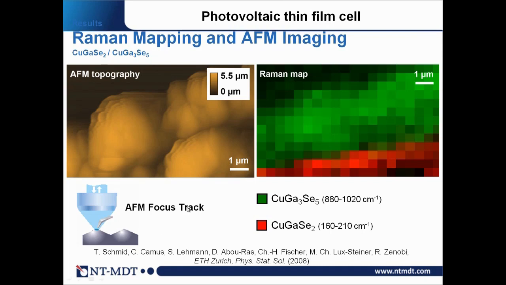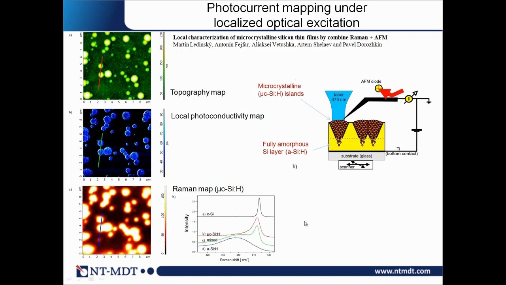This is a photovoltaic cell prototype, microcrystalline silicon islands in an amorphous silicon sample, and the AFM conductive AFM cantilever is locally illuminated by a blue light, and here is the co-localized AFM topography, photoconductivity, and Raman measurements of the sample, and microcrystalline silicon islands are perfectly resolved both in Raman, in topography, and most importantly in photoconductivity measurements.